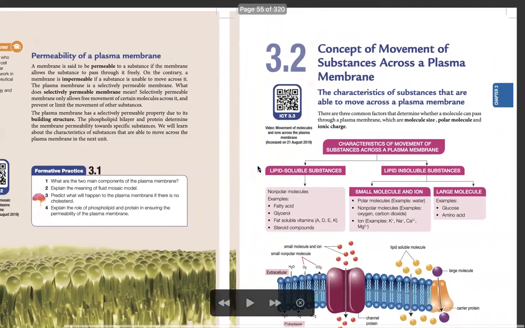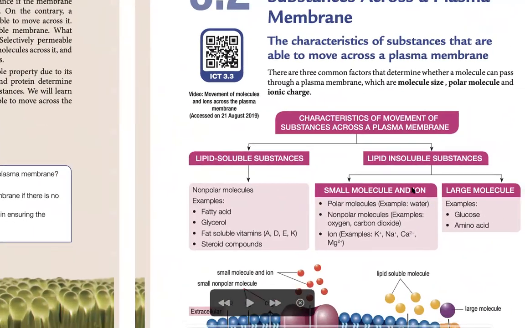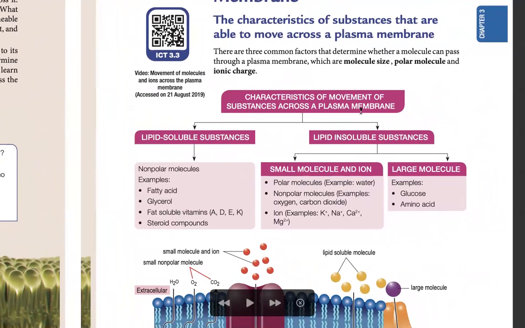Okay guys, so let's continue. The next one, we want to study about the substance that can move in and move out from the plasma membrane. Macam tadi cikgu beritahu as a general, substance tu could be oxygen, amino acid, water, glucose and so on. Okay, now we are going to study in detail.